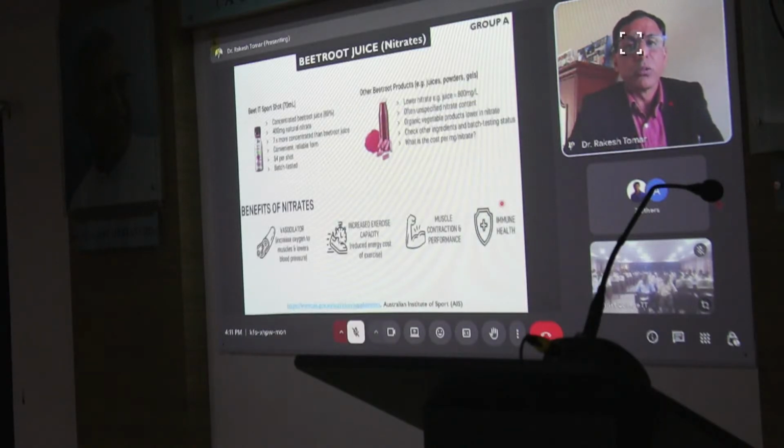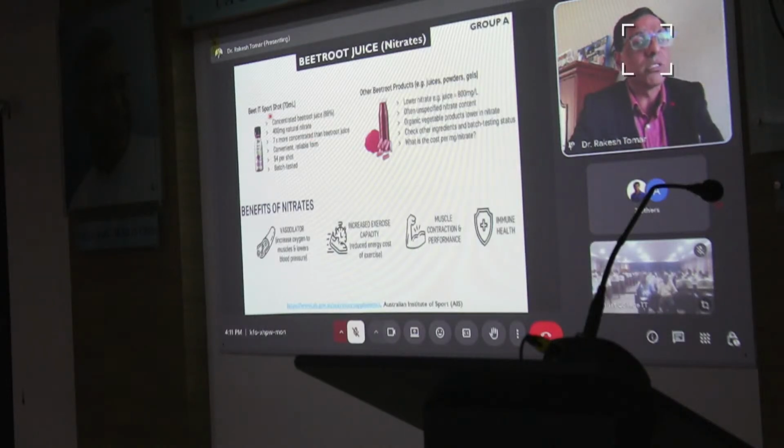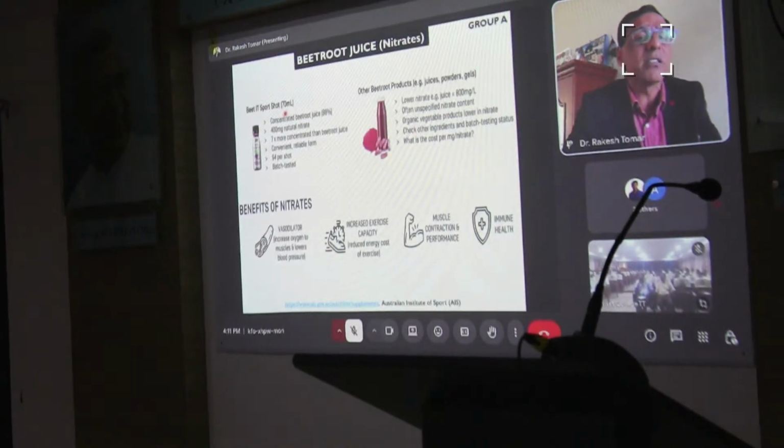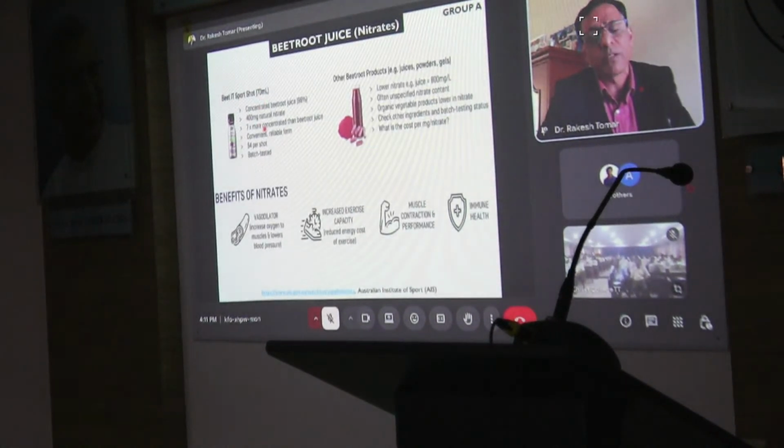So it can be used. You can simply use normal beetroot, buy it from the vegetable market and make the juice at your home, or you can use a commercially available product like Beet IT Sport. Of course, it is costly, but the only benefit is that you know exactly how much you are consuming. That's the only benefit of these sports foods if I compare it with what you do at home. The benefits are that it is a vasodilator, so it increases the oxygen to the muscles and lowers your blood pressure. So otherwise also it is healthy, other than from the sports performance point of view.